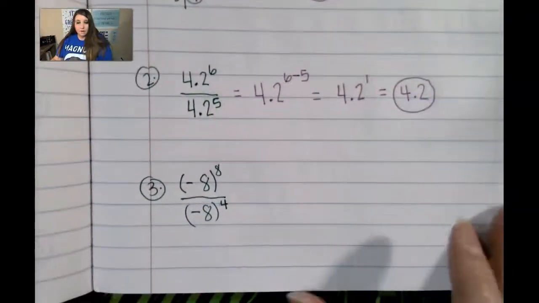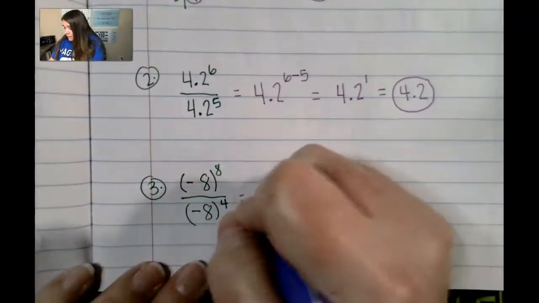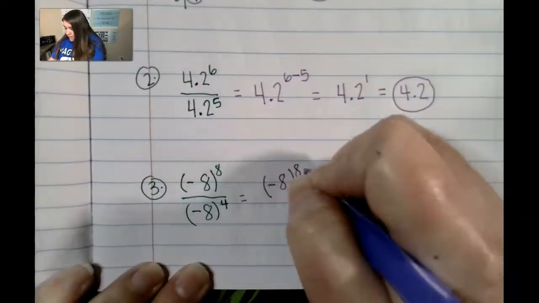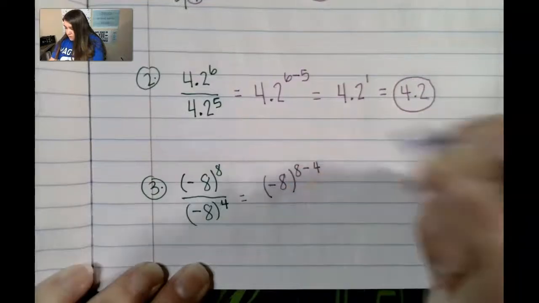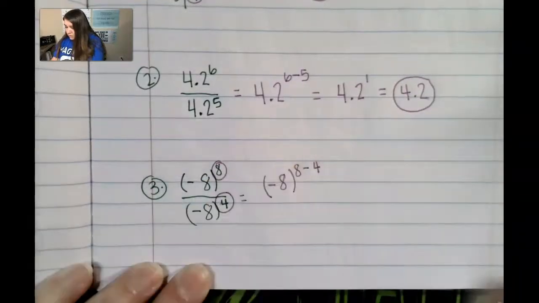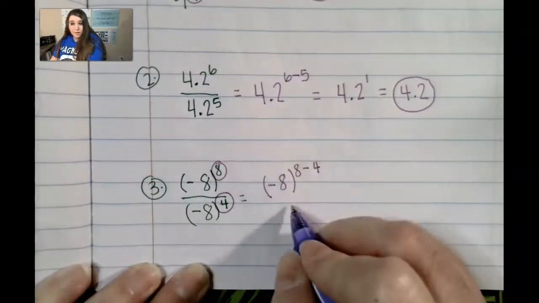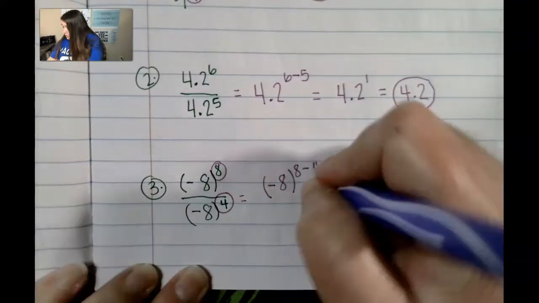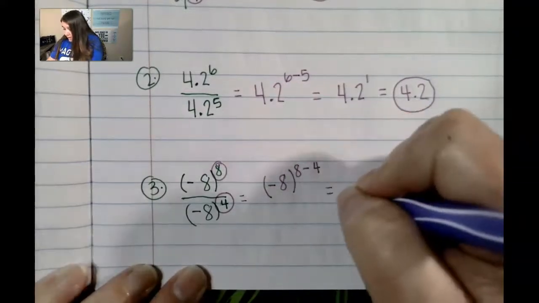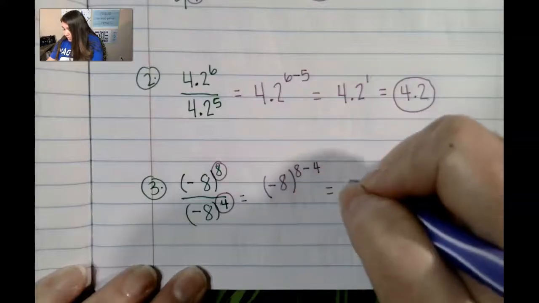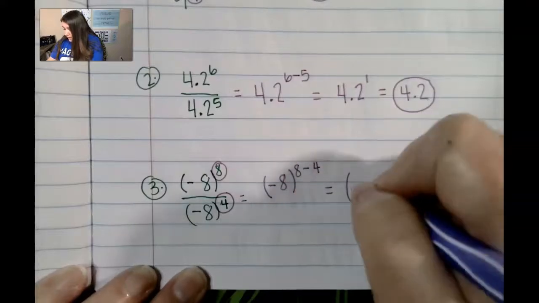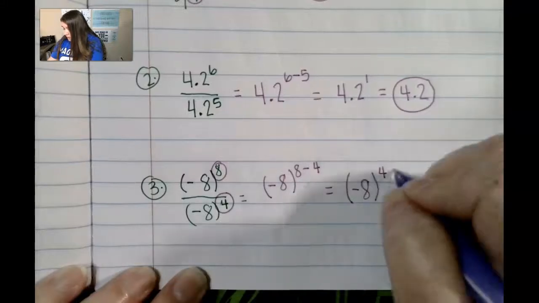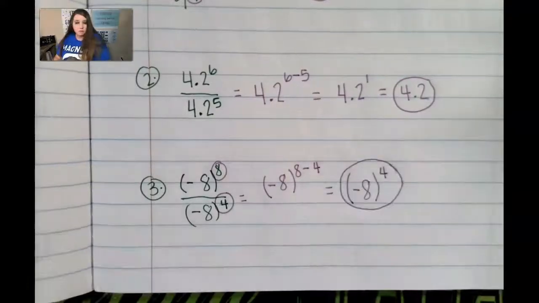All right, and our very last problem we have is negative 8 to the 8th over negative 8 to the 4th. We subtract 8 and 4, those are our exponents. Again, keep this in parentheses because we want the whole thing, not just the 8. We want a negative 8, and 8 minus 4 is 4, so I have negative 8 to the 4th power. That is my final answer.